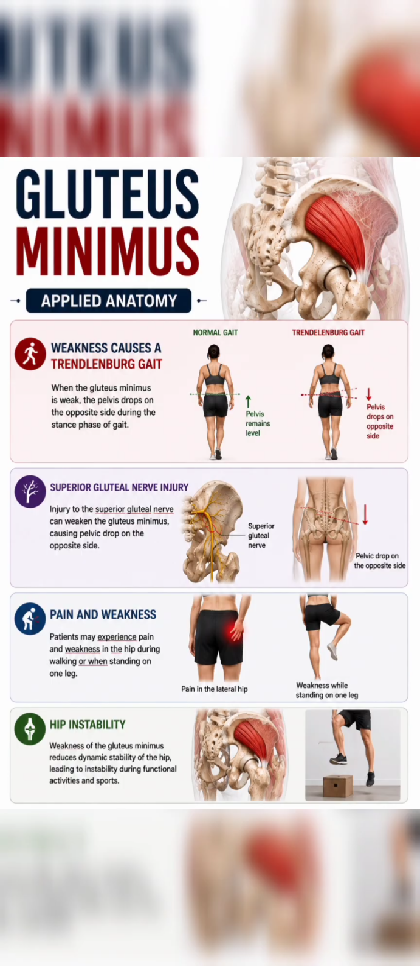Weakness of the gluteus minimus reduces the dynamic stability of the hip, leading to instability during functional activity and sports. So that means if you are having a weakness in the gluteus minimus muscle, its main action is to stabilize the dynamic stability of the hip, right? So if there is no strength in this muscle, then how does it help your dynamic stability? So that's why there will be a limitation in the functional activities in the hip joint.